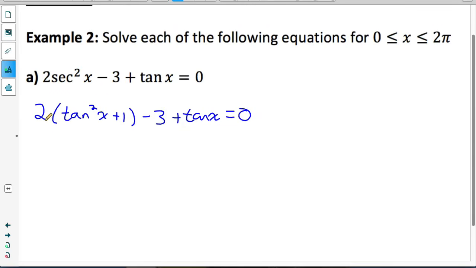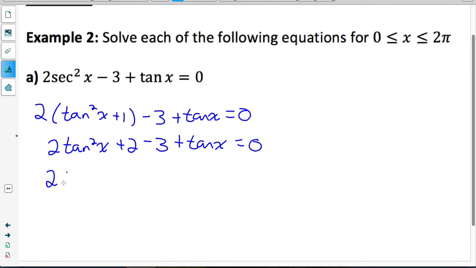So now notice this is an equation that's quadratic, where the only trig function is tan. So we should be able to go ahead and solve this now. So let me expand and collect here. So I'll distribute the 2 to each of these. So I would have 2 tan squared x plus 2 minus 3 plus tan x equals 0. And let me collect this plus 2 and negative 3 together. So I've got 2 tan squared of x. I'll write the positive tan x next. And 2 minus 3 is negative 1.